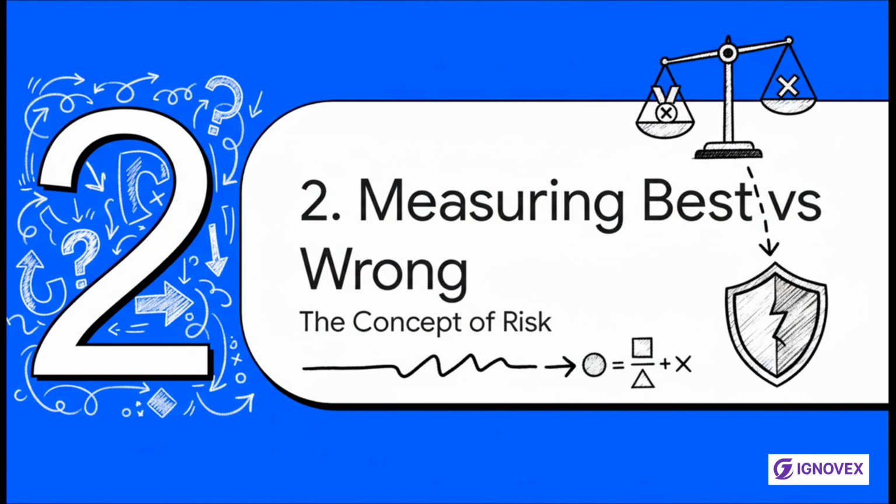But this immediately brings up a big question. How do we define what best even means in a mathematical way? And how do you measure when a model is wrong? To do that, we have to get a little more specific about this idea of risk.